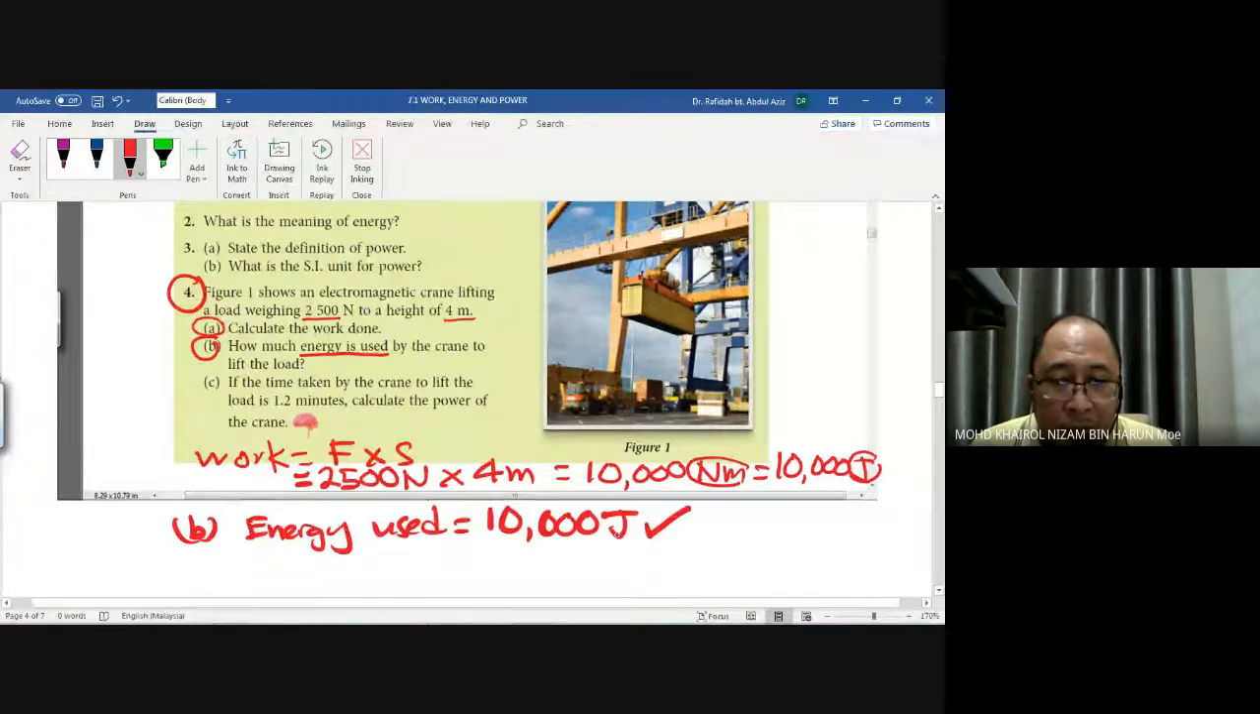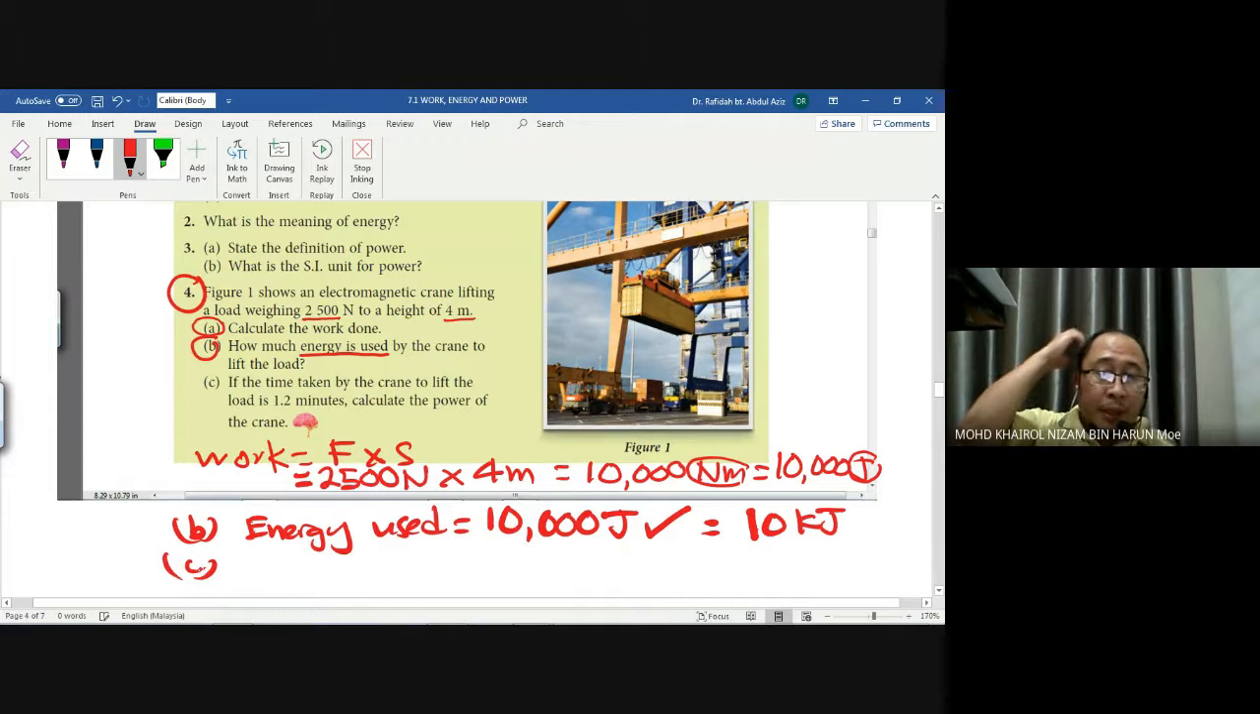Normally when the value is more than 1,000, we convert it to kilojoule. So 1,000 joule is equal to 1 kilojoule. So we can convert it to 10 kilojoule.